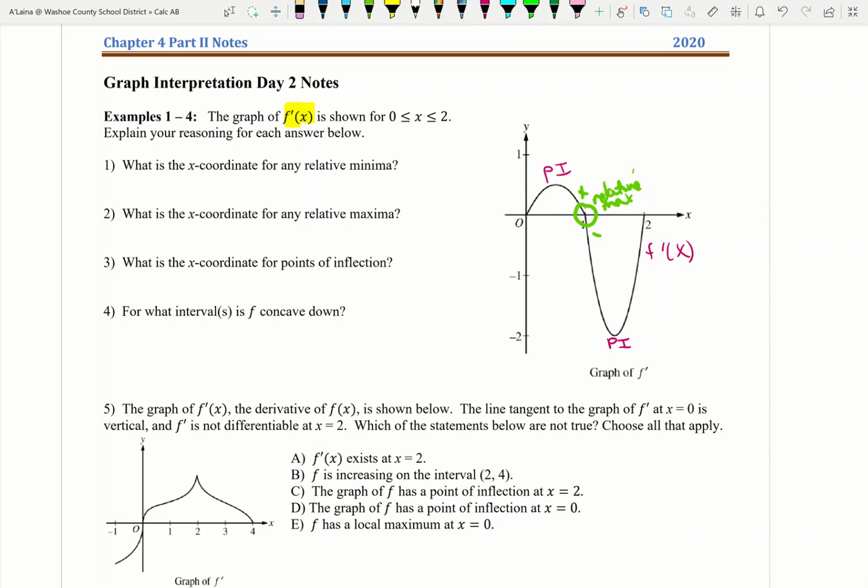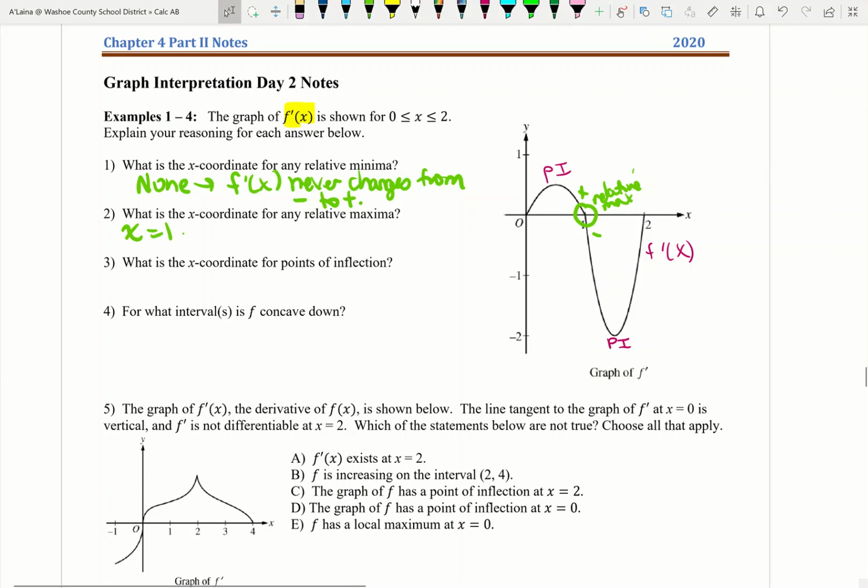So in this particular diagram, we actually don't have any relative min. And the directions here do ask us to explain, and the reason why is because f prime of x never changes signs from negative to positive. We change from positive to negative, which would be a relative max, but we never change signs from negative to positive in the interval shown. And the x-coordinate for any relative max would be at 1.